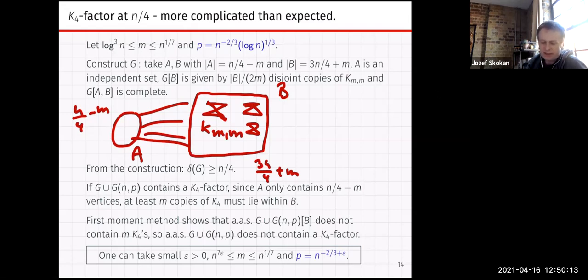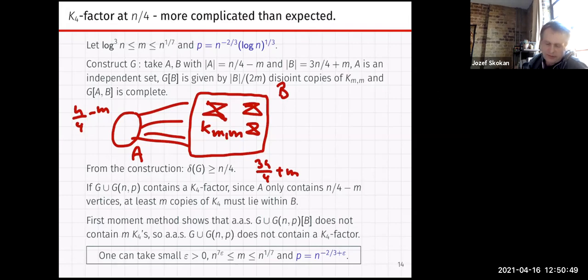So from this construction, it's clear that this graph has minimum degree n/4, right? If you look at any vertex on this side, it has all of set B as neighbors, so it has degree 3n/4 plus m. And if you look at any vertex over here, it has n/4 minus m vertices as neighbors in set A, plus m vertices in K_{m,m} as neighbors. So it has degree n/4. Okay, so this is our graph G.